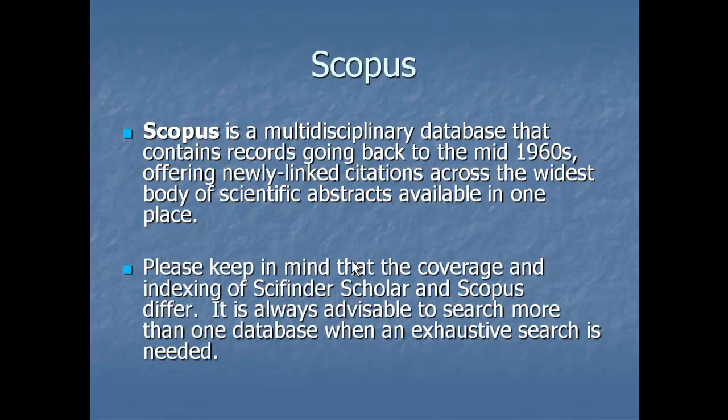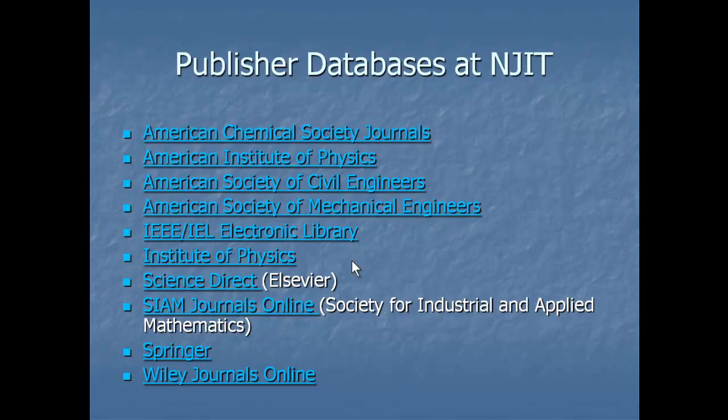So each database is different in its coverage, different visually, different in its search interface. So when you need an exhaustive search, it's always best to use more than one database. Okay, now Scopus has an app on the iPhone, and also SciFinder Scholar you can search on a smartphone as well.